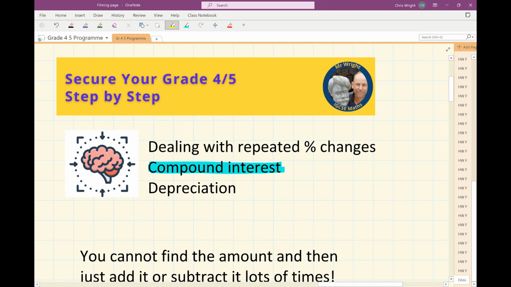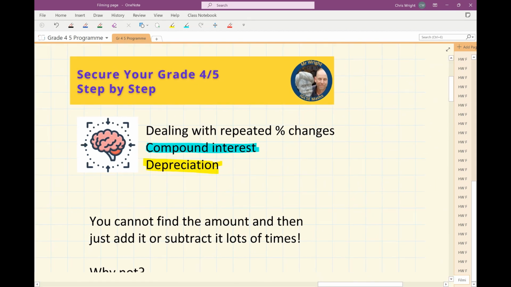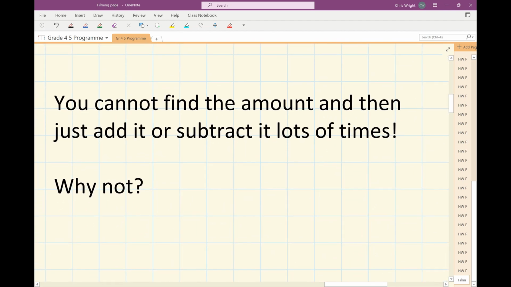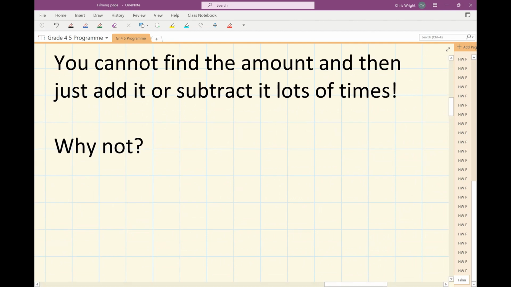Or these questions deal with when the value of something depreciates, when it goes down. For instance, if you own a house, the value of the house might go down every year. Houses tend to go up in value, so perhaps that's a bad example. If you own a car, the value of a car tends to go down 1 year, the next year, and the next year. Now, the most important thing with repeated percentage changes is you cannot find the amount of the change and then just add it on lots of times or subtract it lots of times. Let's just check that you're happy with why you can't do this.